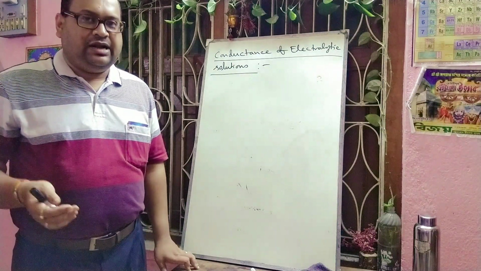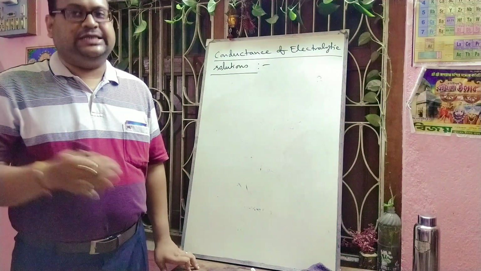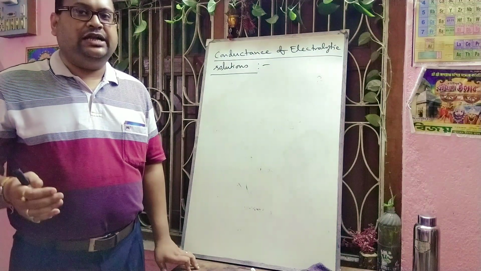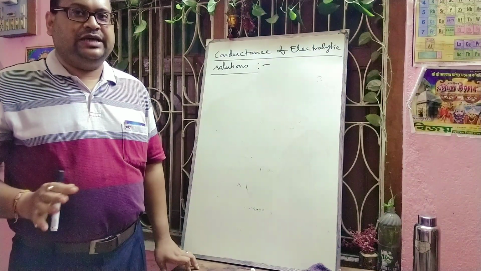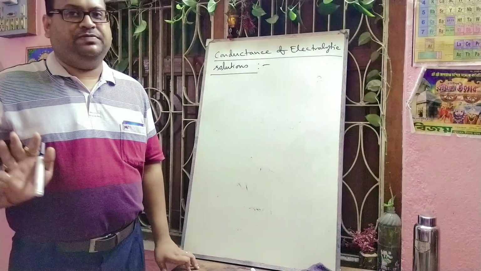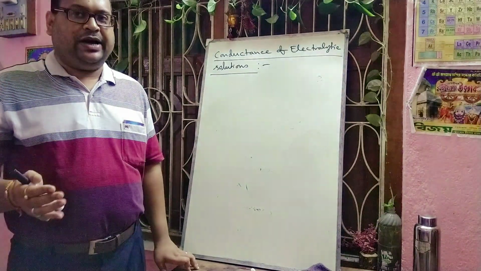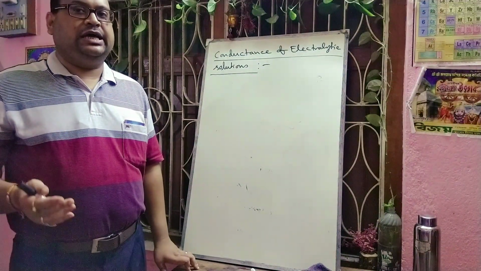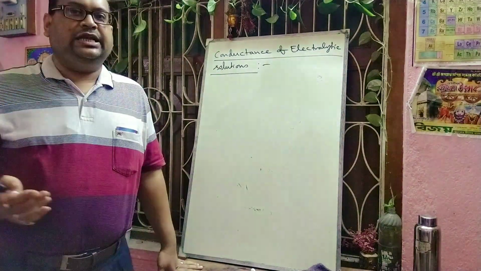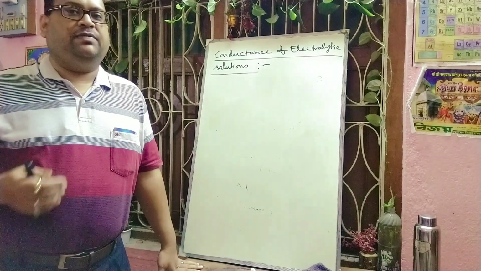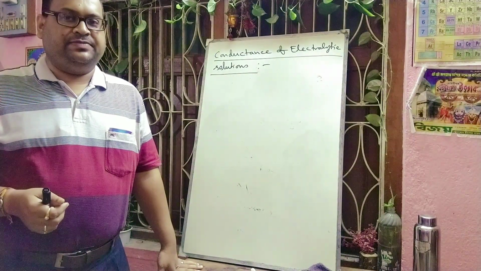Metallic conductors are metallic substances which allow the current to pass through them but do not undergo any type of chemical reaction or any type of change. We can think about copper conductor, silver conductor, aluminium or platinum conductor. Here the electrical conduction decreases with increase of temperature because of resistance.